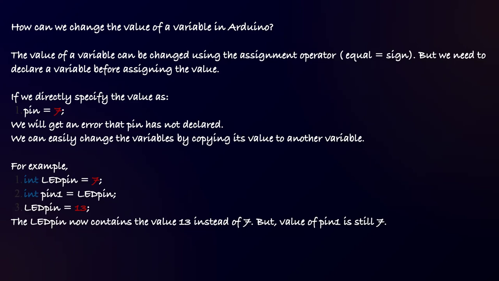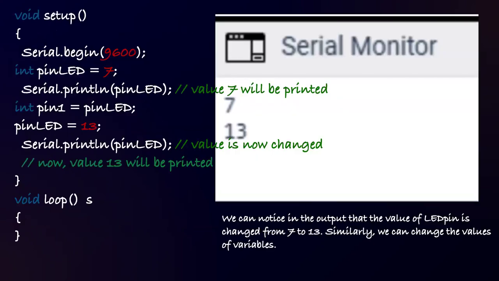Let me get that straight for you again. Pin 1 over here is basically assigned the value 7. LED pin is given the value 13. Now, each of them is assigned a value. We have declared it all together. Now, whichever we use in our code, that value we are basically using in our code, with the equal to operator.